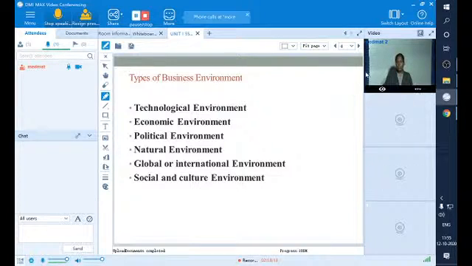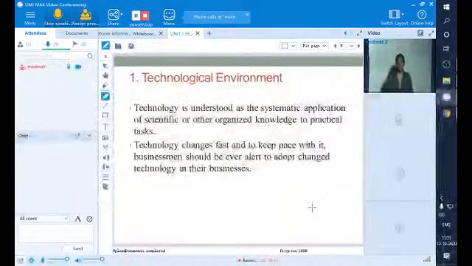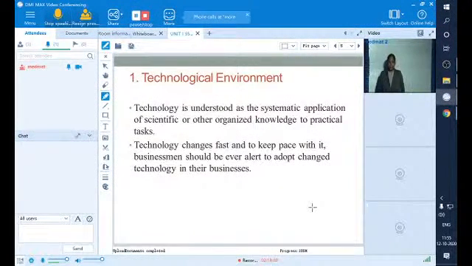Okay, so the first type is technological environment. Technology is understood as a systematic application of scientific or other organized knowledge to practical tasks. So this is what we can say is technology. Technology is a systematic application of scientific or other organized knowledge to practical tasks.